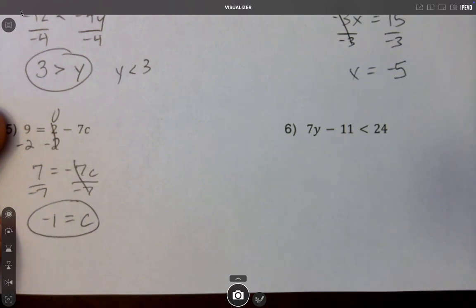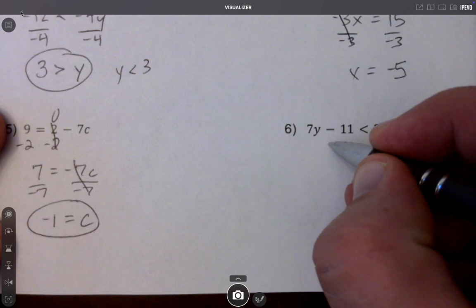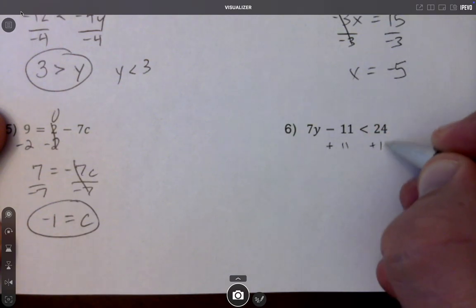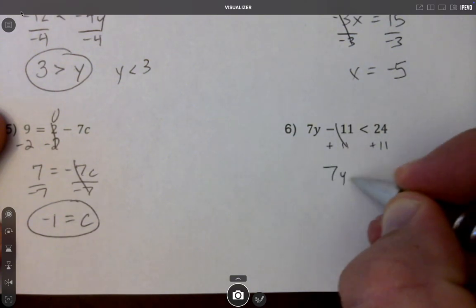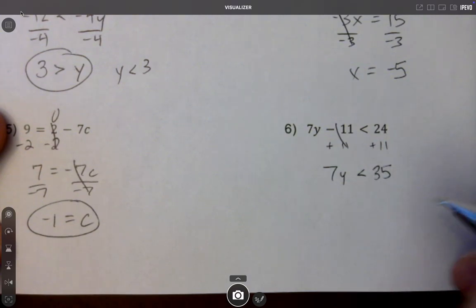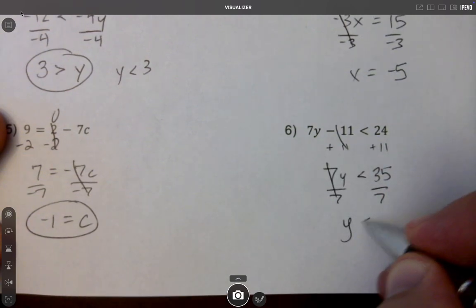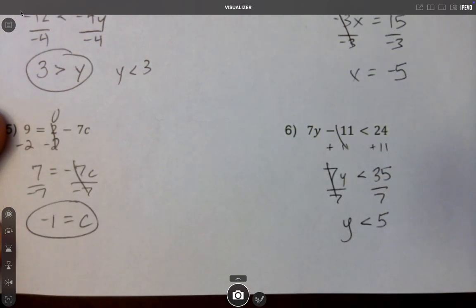Okay, number 6. The constant is minus 11, so we do the opposite and we add 11. And then 24 plus 11 is 35. We divide both sides by 7. We get y is less than 5.